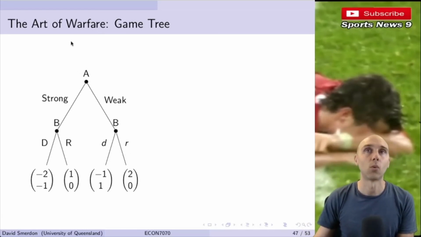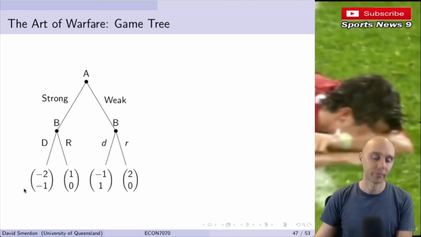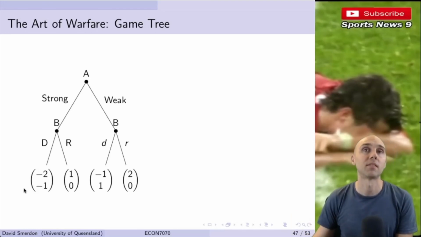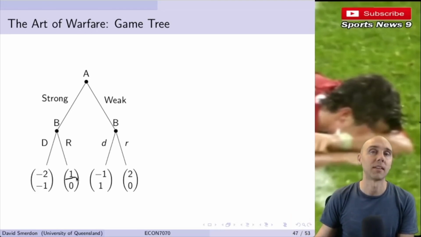If country A does a strong attack and country B defends, everybody loses, -2 to country A, -1 to country B. If country B retreats, it's good news for country A, it gets the spoils of the castle. Country B doesn't suffer the losses of war, gets 0. If A does a weak attack and country B defends, country B actually successfully defends the castle and gets 1 versus -1 for country A. And if country B retreats, then it's great news for country A, who gets the castle but also doesn't have to use up so many soldiers.